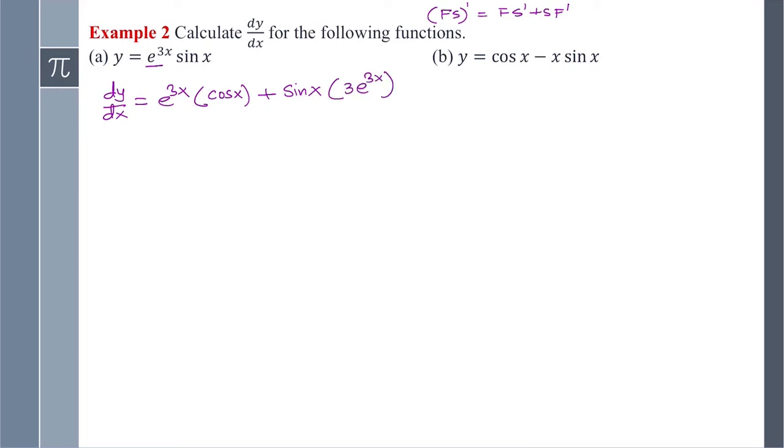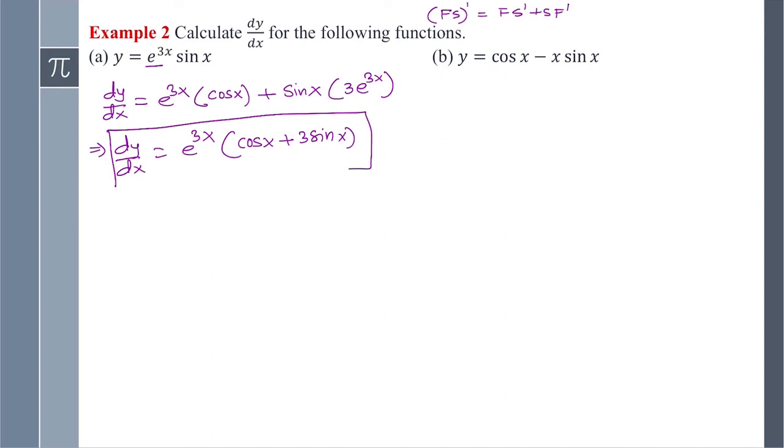And then we can factor out e to the 3x from both the terms. So we get dy over dx equals e to the 3x, and then we have cosine x plus 3 sine x, and then we can just leave it right here. So this is the derivative.